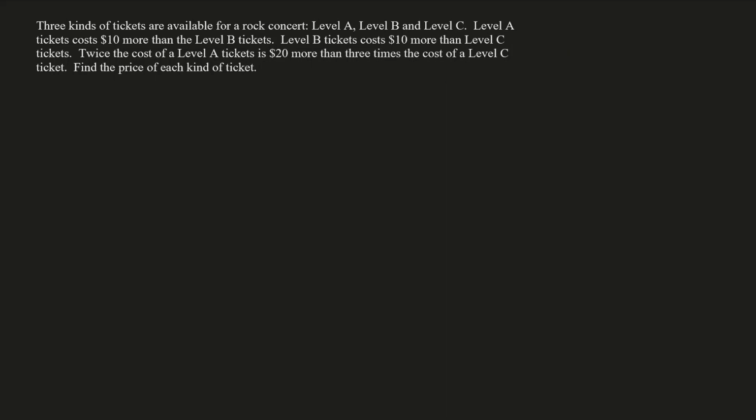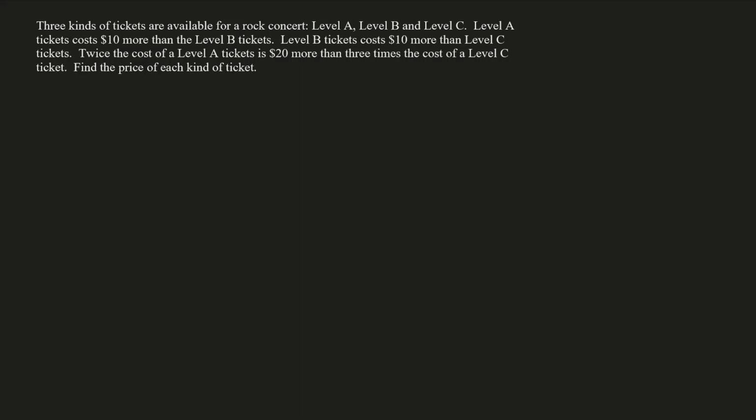For a larger example here, we have three kinds of tickets that are available for a rock concert. You have levels A, B, and C. Level A tickets cost 10 more than the B tickets. The level B tickets cost 10 more than the level C tickets. And twice the cost of the level A tickets is 20 more than 3 times the cost of the level C tickets. So we want to find the price of each ticket.